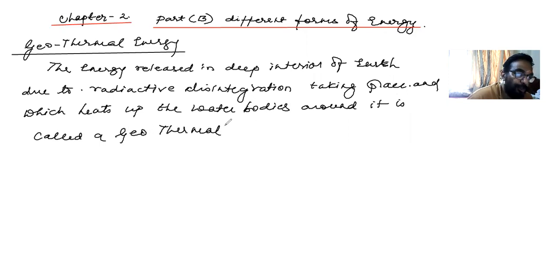I'll say it in very simple layman's terms. See, the radioactive material inside the ground disintegrates. When it disintegrates, it gives off radiations, and at that time a lot of energy is released. That energy is called geothermal energy. So the energy released in the deep interior of the Earth due to radioactive disintegration, which heats up the water bodies around it, is called geothermal energy.